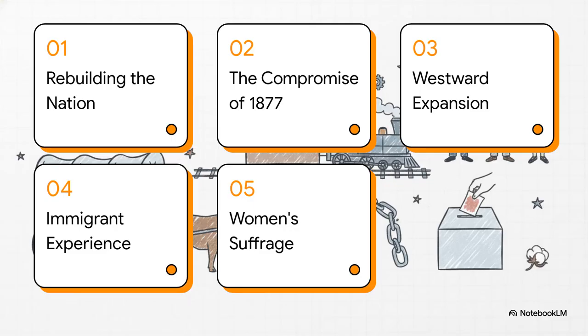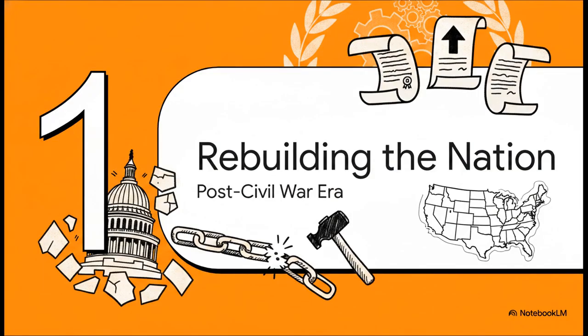Okay, here is our agenda for the study guide. First, rebuilding a broken nation. Then, the Compromise of 1877, westward expansion and assimilation, the immigrant experience, and finally, the fight for women's suffrage. Let's kick things off with Section 1, Rebuilding a Broken Nation.